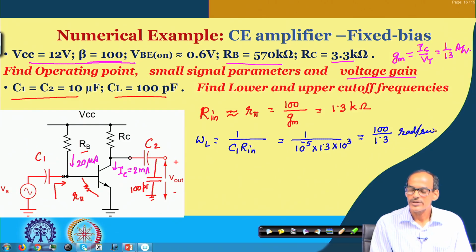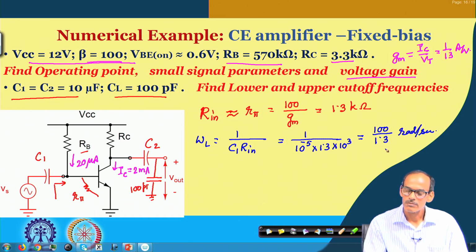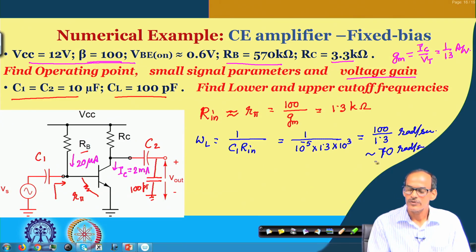So, roughly you can say that this is how much, around 70, in the range of 70 to 80 radian per second, and if you convert into hertz, then it will be in the order of maybe around 12 hertz, right.